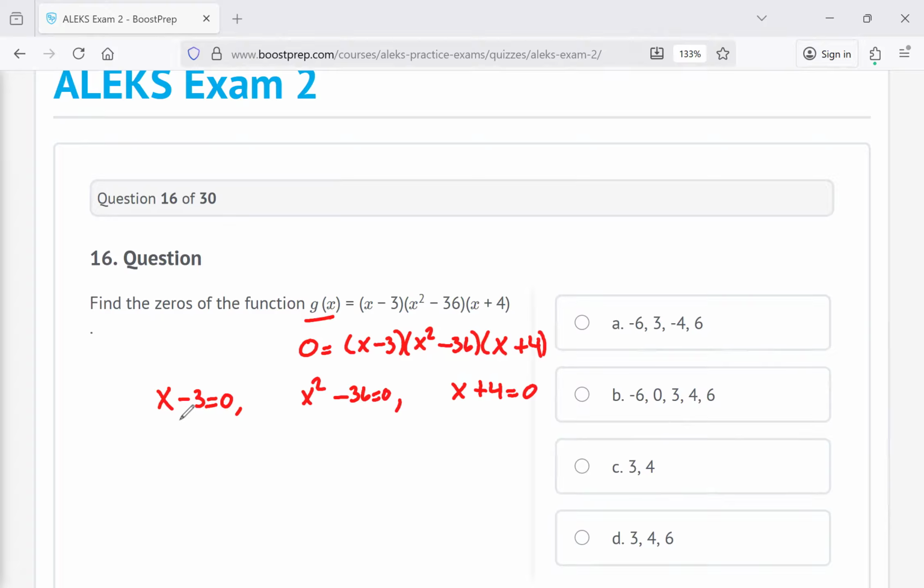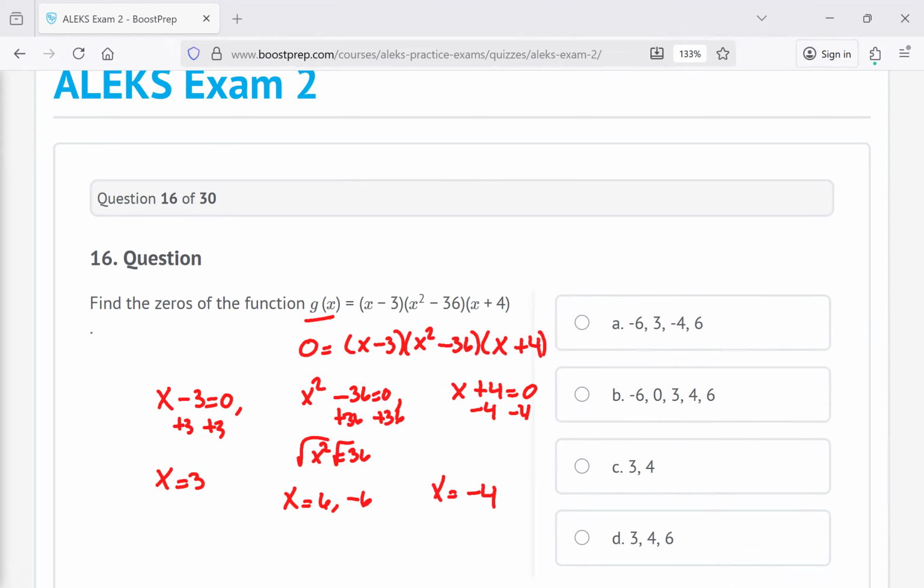Over here, I'm going to solve for x by adding 3 to both sides. You get x equals 3. Over here, in order to solve for x, you're going to add 36 to both sides. You get x squared equals 36, and then take the square root. The square root of 36 is 6 and negative 6. And over here, to solve for x, you subtract 4 from both sides. You get x equals negative 4.